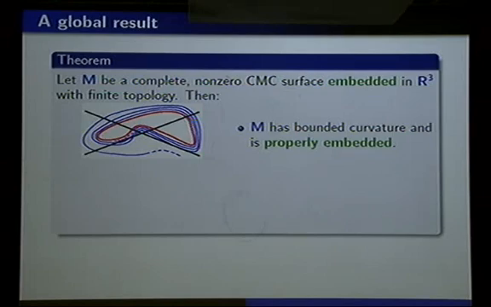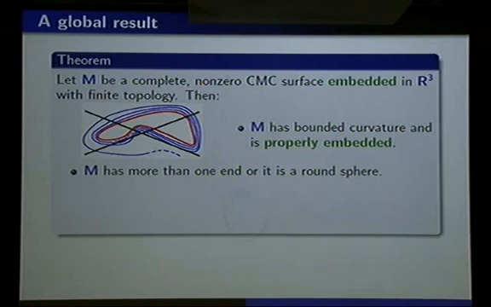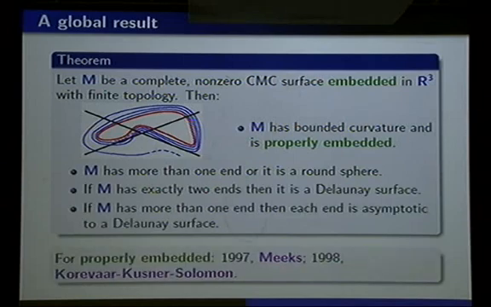The first thing that we prove is that such a surface has bounded curvature and it is properly embedded. Properly embedded means that something that goes to infinity on the surface goes to infinity in R3. So this business here, that the surface accumulates somewhere, cannot happen. And then if M has more than one end, or otherwise it's a round sphere, this is a slightly more general result than the uniqueness of the round sphere that I mentioned before.